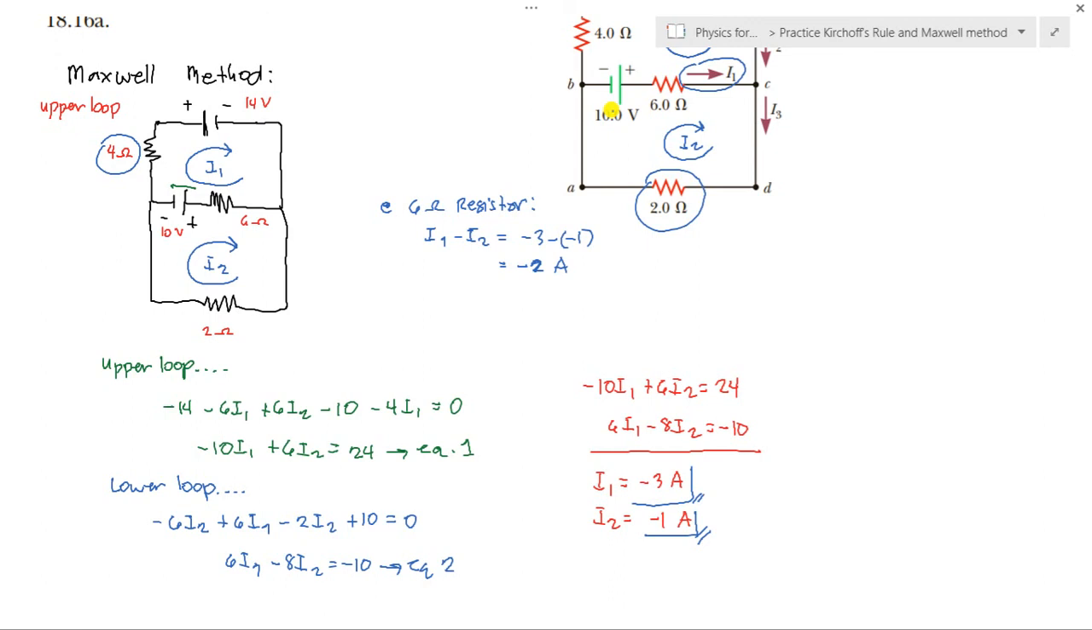No questions? So, which do you prefer, class? Kirchhoff or Maxwell? Based on your experience solving, since you have finished already. Which do you prefer? Maxwell? Okay.